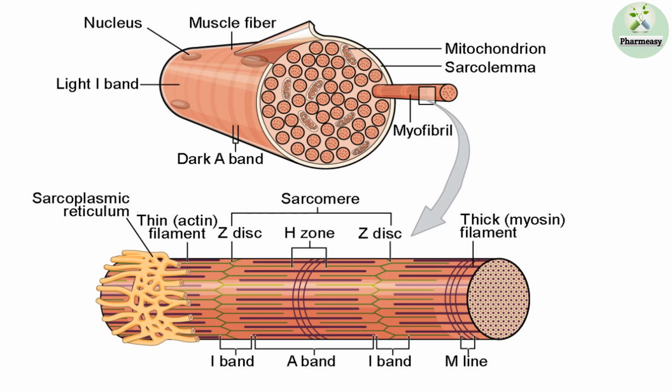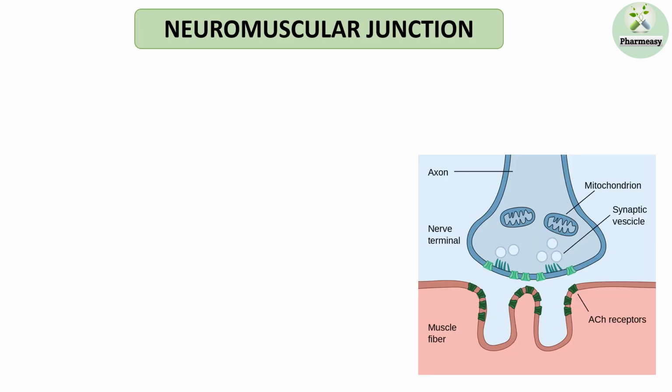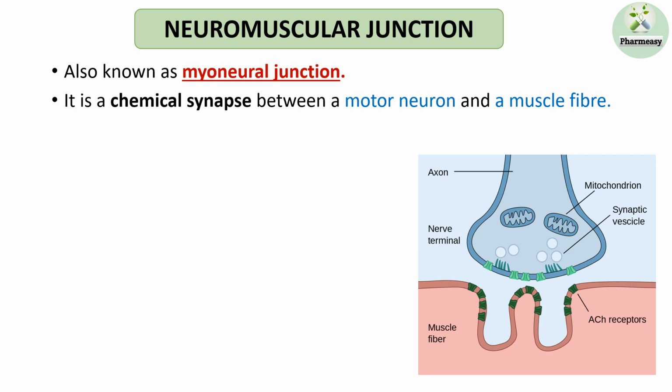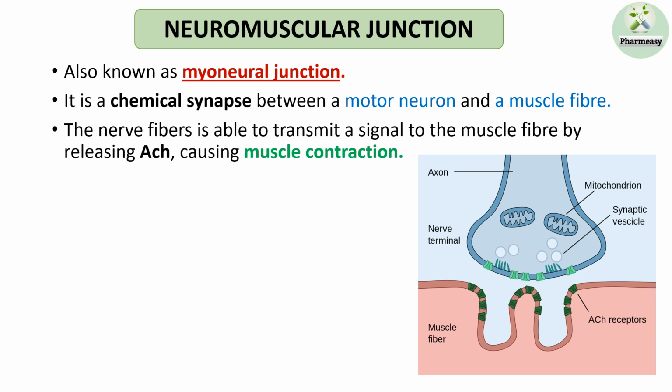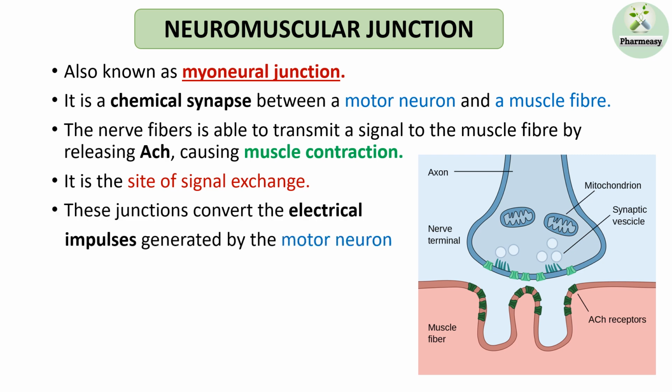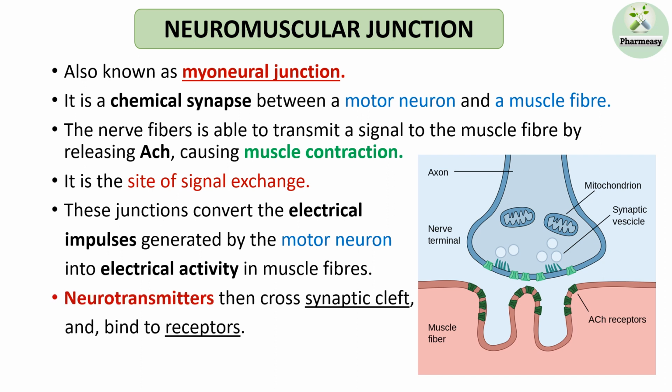Now, our last topic is neuromuscular junction, which is also known as myoneural junction. It is a chemical synapse between a motor neuron and a muscle fiber. The nerve fibers are able to transmit a signal to the muscle fiber by releasing acetylcholine and cause muscle contraction. It is a site of signal exchange, and it converts electrical impulses generated by the motor neuron into electrical activity in muscle fibers. Neurotransmitters then cross the synaptic cleft and bind to the receptor.